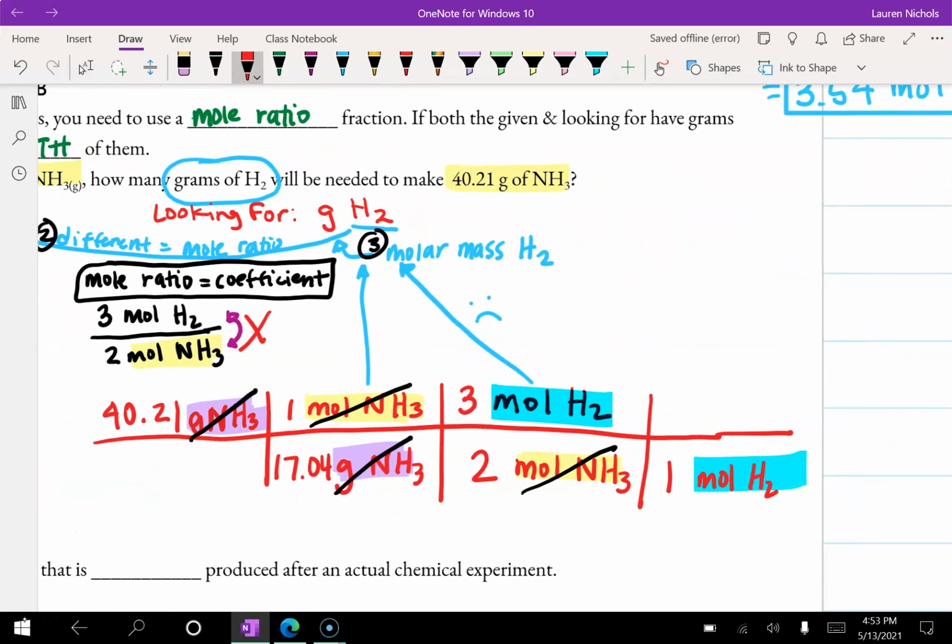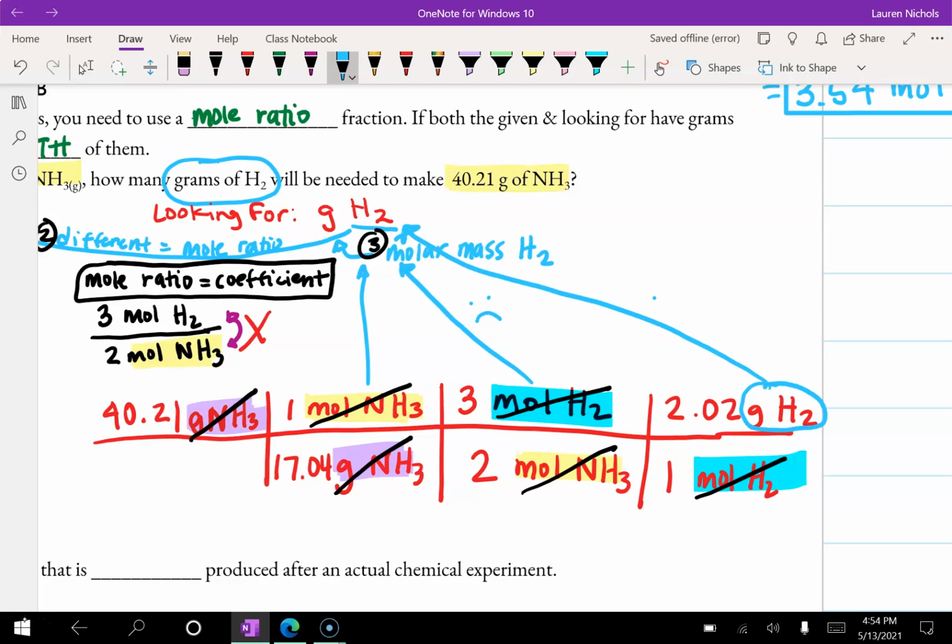So 1 mole of H2 at the bottom and 2.02 grams of hydrogen at the top. And I compare, look, we see that moles of hydrogen cancel out with moles of hydrogen. And what we have left, that matches what I'm looking for, which is awesome. That means I'm done.